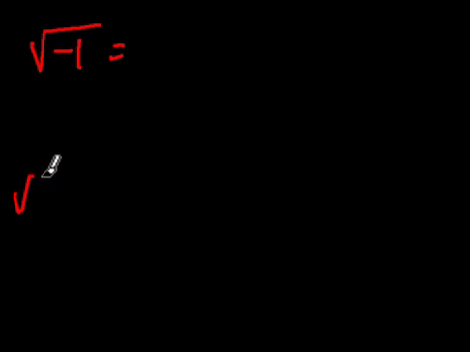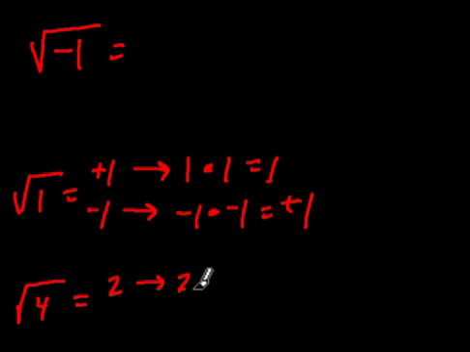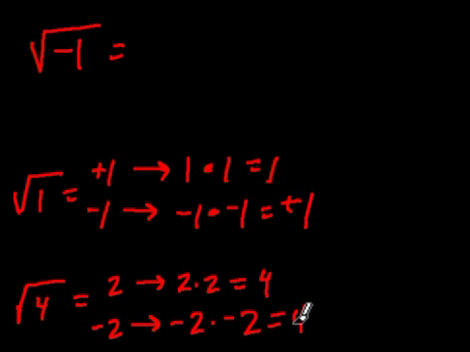Let's look at the square root of 1. That equals either +1, because 1 times 1 is 1, or -1, because a negative times a negative is a positive. And if you want to go over why that's true, there are other videos. Just like the square root of 4, well, that equals 2 because 2 times 2 is 4, or -2 because -2 times -2 is also 4.